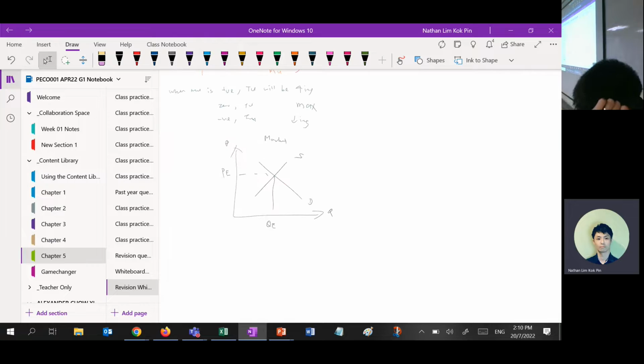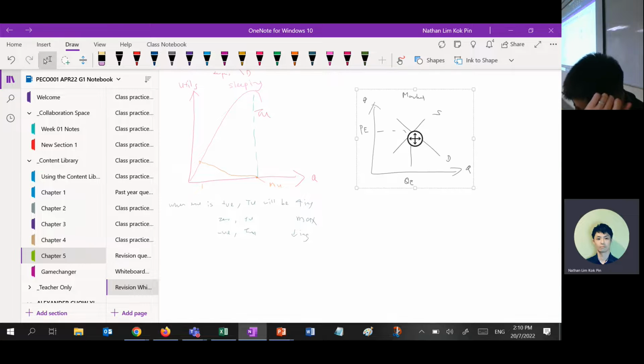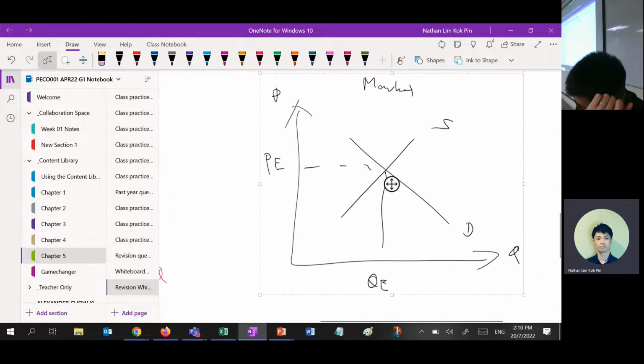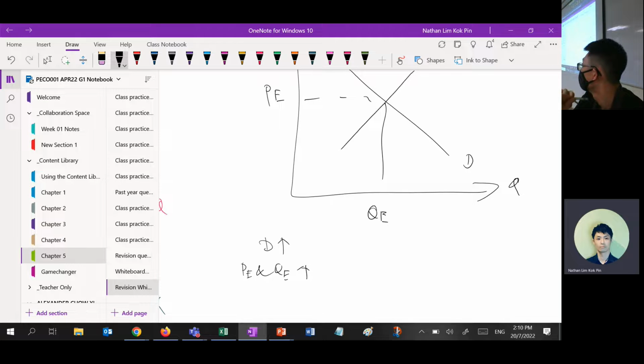Normally, when demand increases, PE and QE will increase, which means there are two demand curves and one supply curve. Demand increase, two demand curves and one supply curve. There will be movement along quantity supply.